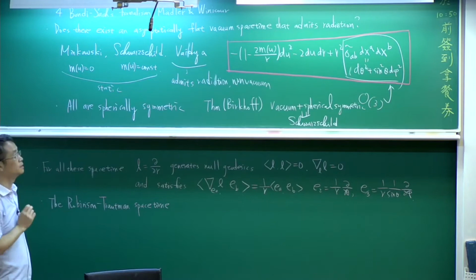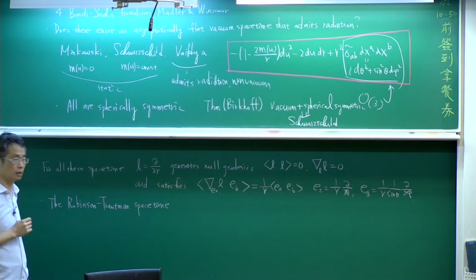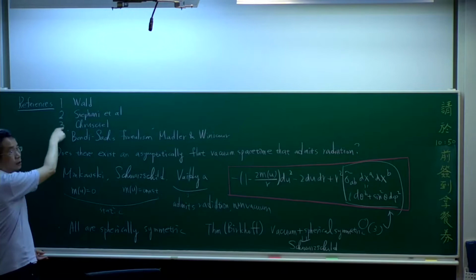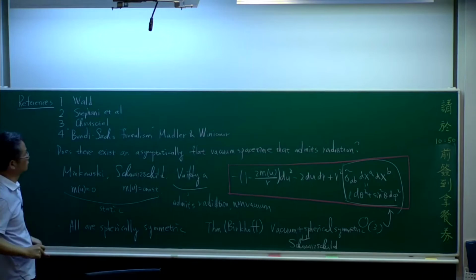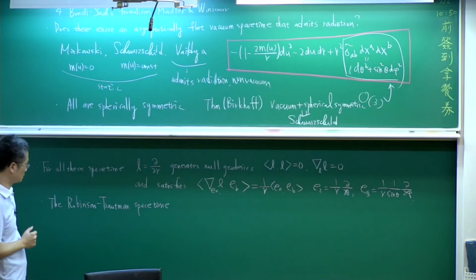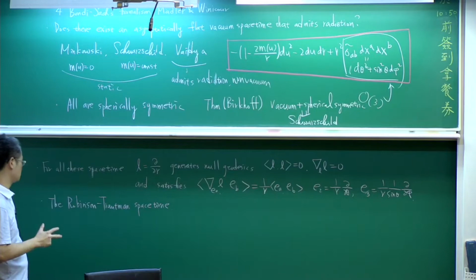And there are different ways to characterize Robinson-Trautman space-time. For example, I forgot to mention, other than the references that I gave yesterday, this 1, 2, 3, there's also this number 4 here that I would refer to. This is a paper on the Bondi-Sachs formalism. If you look at reference 2 here, this is basically an encyclopedia of all space-times that can be constructed explicitly. So for this Robinson-Trautman space-time, there are different ways to characterize it.